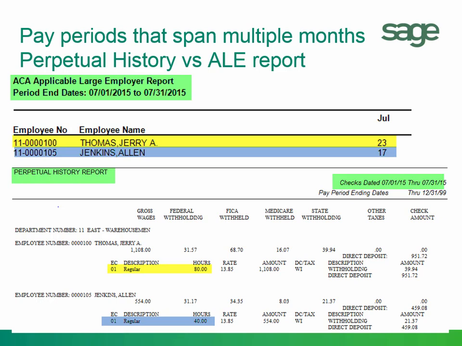If the ALE report was printed for July and August, the ALE report might more closely resemble the hours worked in July, but it still might show some variation from the perpetual history report. Just be aware that the purpose of the ALE report is not to show the actual hours, but to give you a year-long estimate of your average employee count.